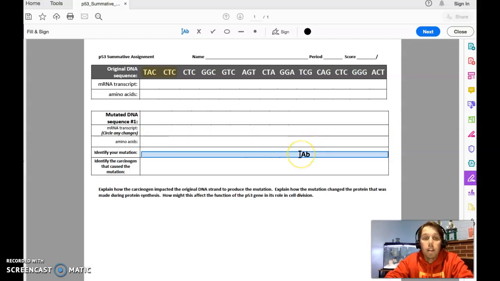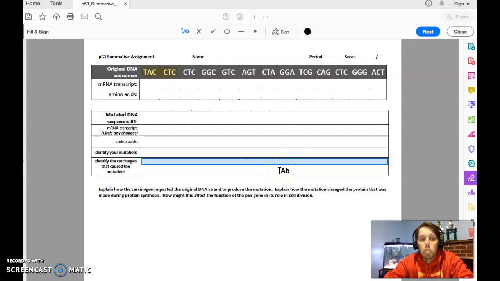Once you've done that, in this box you're going to identify your mutation. Is it a point mutation? Is it a frame shift mutation? And finally, I want you to pick a carcinogen that caused this mutation. We saw in our past notes that there are a lot of different things that cause mutations, a lot of different things that can alter your DNA, so you're choosing one of them and putting it here.